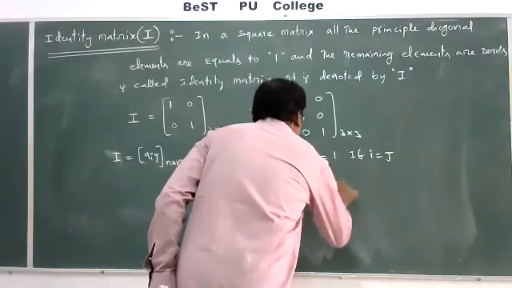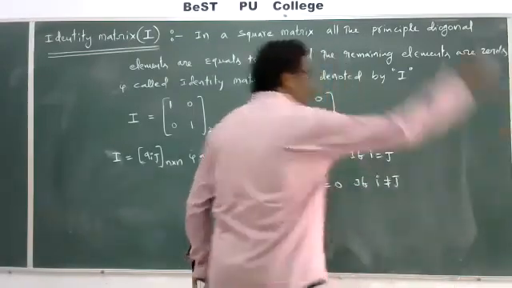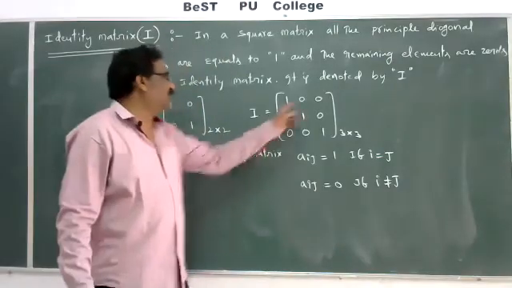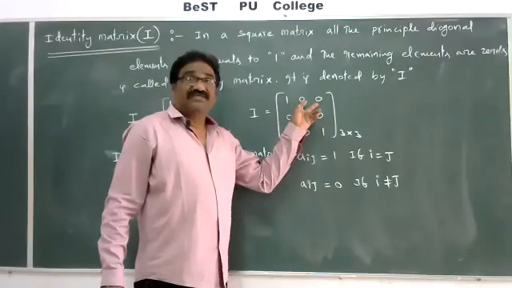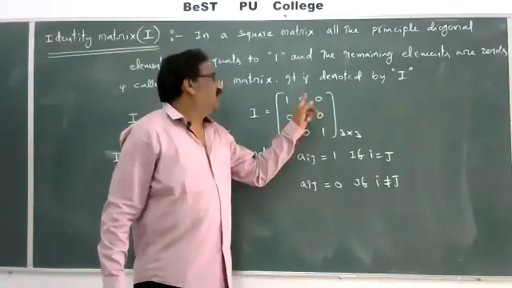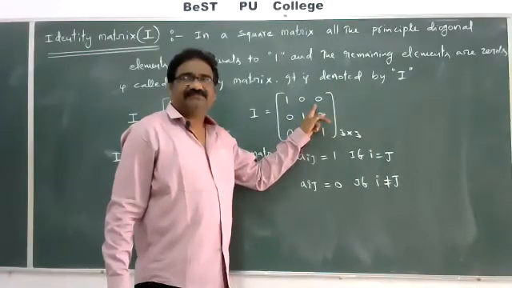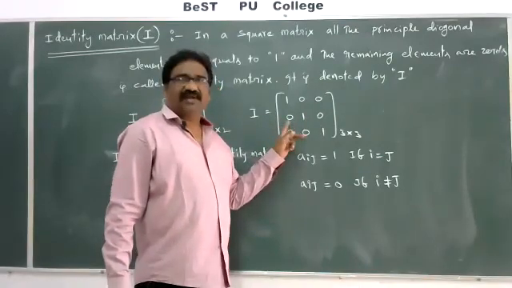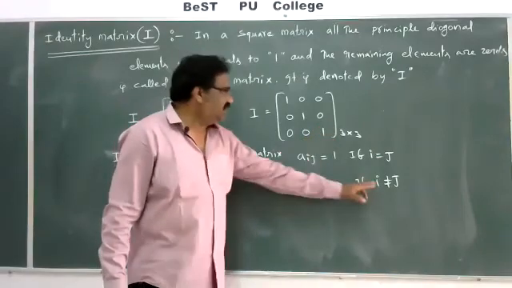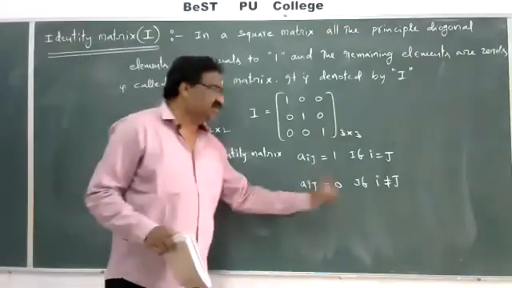Aij is equal to 0 if i is not equal to j. For example, this is 0. First row, second column, 1 is not equal to 2, so it is 0. First row, third column, i is not equal to j. Second row, first column, i is not equal to j. Second row, third column, i is not equal to j. At positions where i is not equal to j, the elements are zeros.